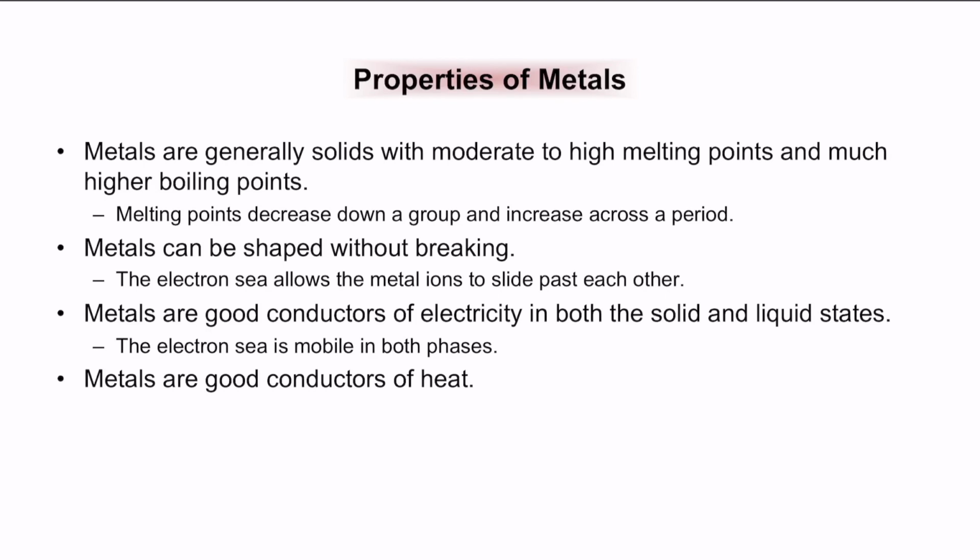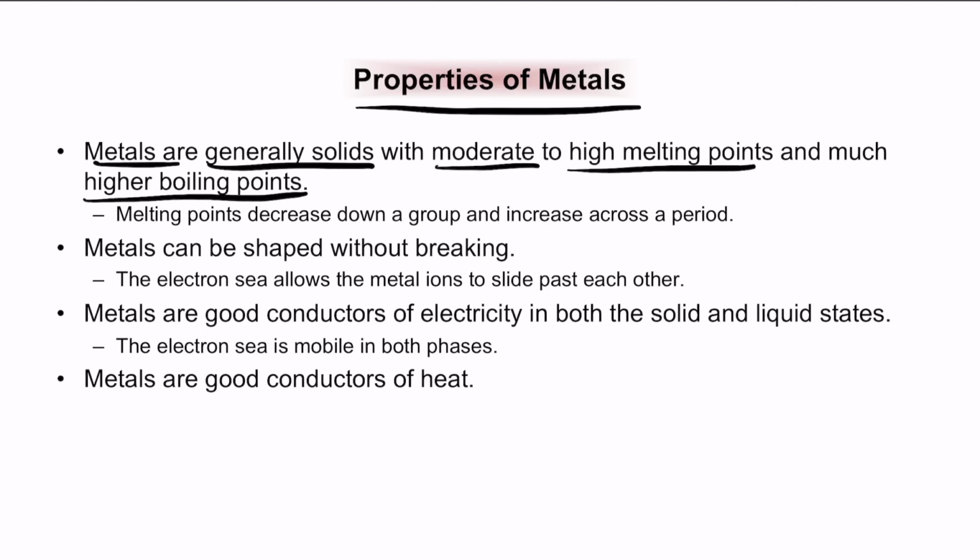Next let's talk about the properties of metals. Metals in general are solids. They generally have moderate to high melting points, and very high boiling points. These melting points decrease down a group and increase across the period. The reason is mainly atomic size. As you go down the group, the atoms become larger. The larger the atoms, the easier it is to melt the structure. The smaller it is, the harder it is to overcome the energy of these bonds.